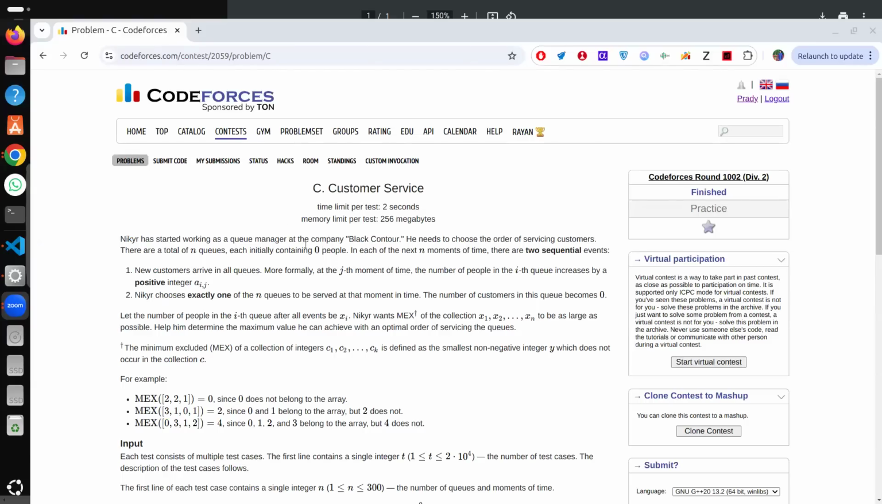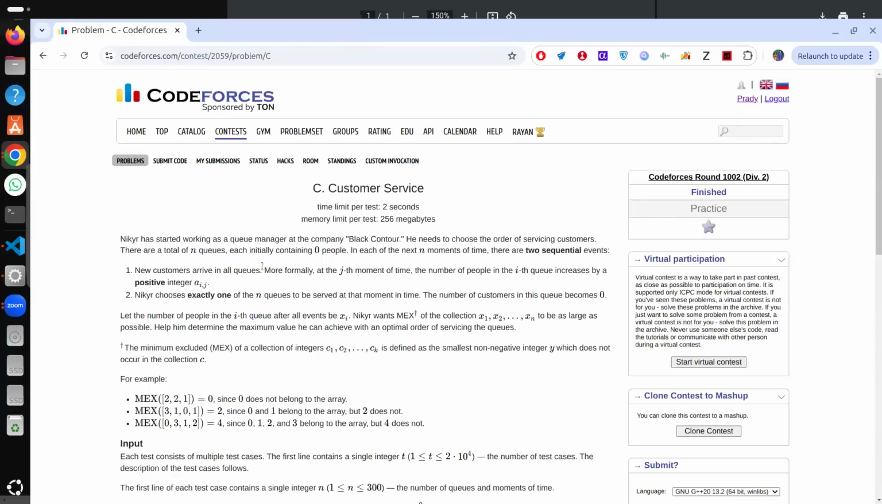All right. So the problem C. Problem C says that Naika started working as a queue manager at the company Black Contour. He needs to choose the order of serving customers. There are total n queues, each initially containing 0 people. In each one of the n moments of time, there are two sequential events.